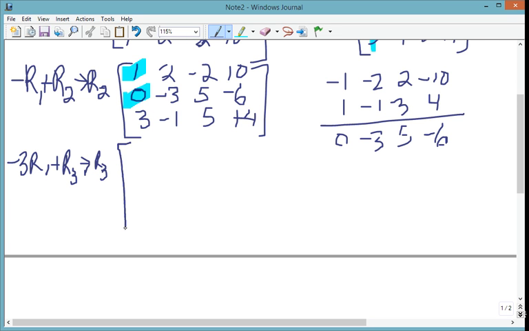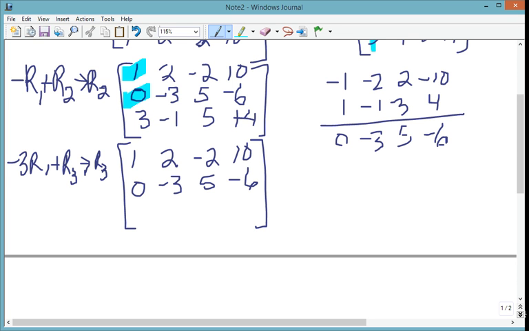So row 3 is the only row I'm changing. I know I'm going to use row 1. I'm going to multiply it by -3, but I'm not going to change it. I'm going to use it to change row 3, but I'm not going to change row 1. It's staying the same. I'm only changing one row at a time.